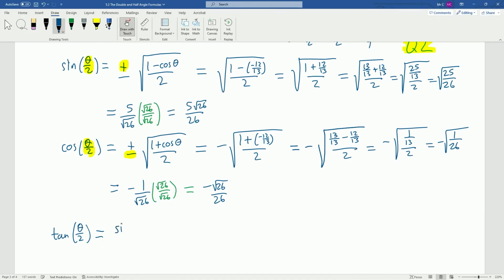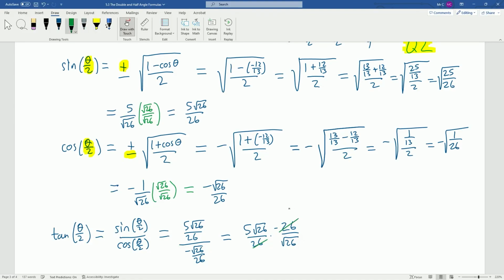Tangent of theta over 2 is sine of theta over 2 divided by cosine of theta over 2. So if you've already done the work for sine and cosine, save yourself the extra time and just use those results. 5 root 26 over 26 divided by negative root 26 over 26. So I'll change this division into multiplication by the reciprocal. The 26s cancel. That gives me a negative 1 here. The square root of 26 cancels. I get left with negative 1 times 5. That's negative 5. Done.